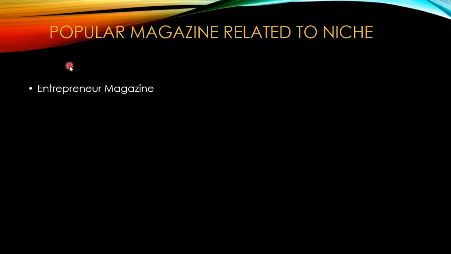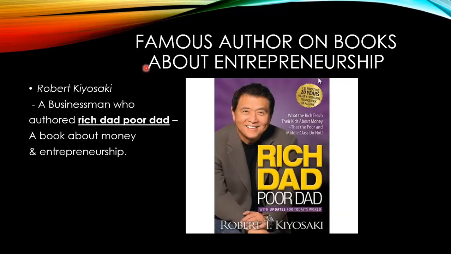Okay, then you can also go on to target popular magazine related to niche. You can also target entrepreneur magazine. Alright, this is just one example here. Okay, then you can also target famous authors on books about entrepreneurship. For this example, I'm targeting Robert Kiyosaki. For those who do not know, Robert Kiyosaki is a businessman who authored Rich Dad Poor Dad, which is a book about money and entrepreneurship.